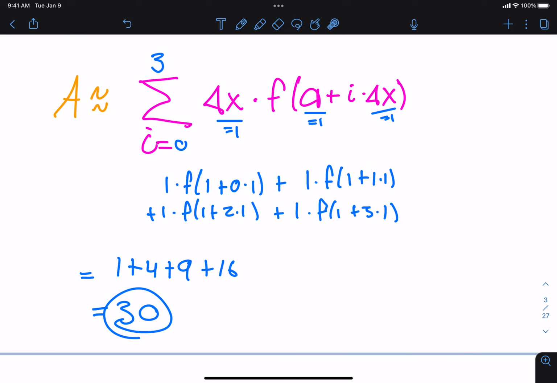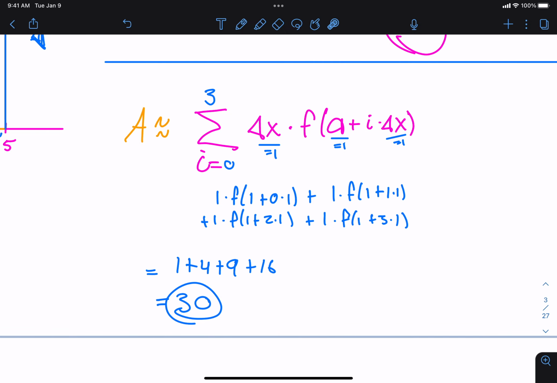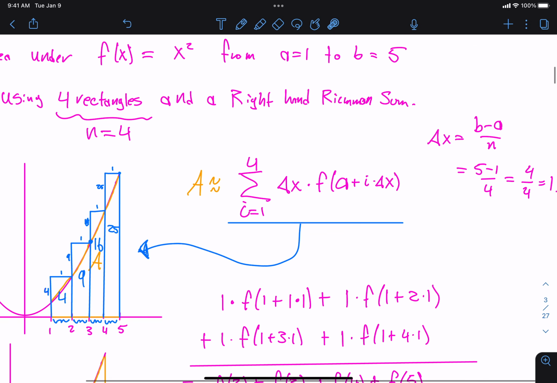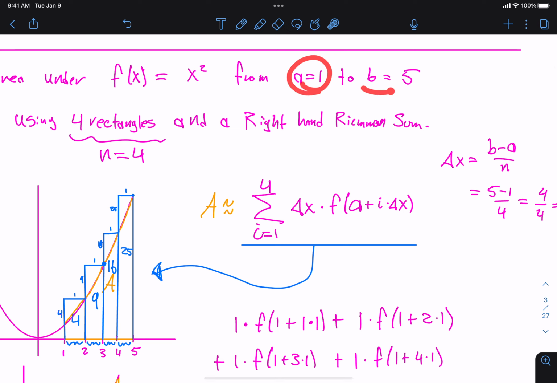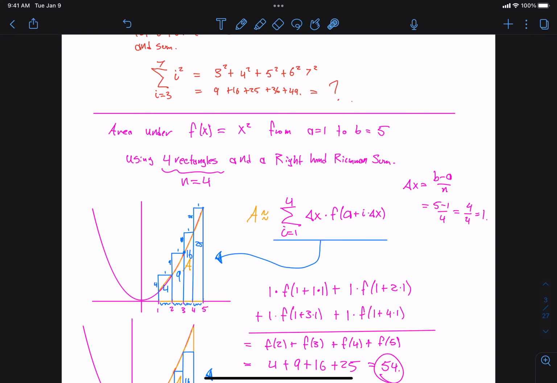The n is 1 because it's given in the problem. A equals 1 to B equals 5. So they'll say from something to something. The left hand part of the interval is always your A value. The right hand is always your B value. Any other questions?